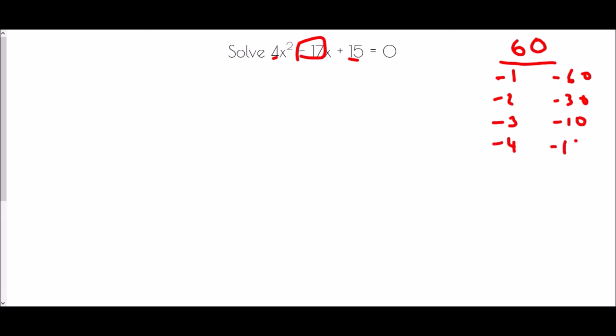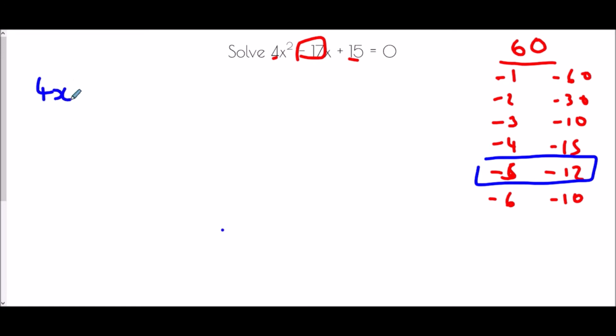4, negative 15, negative 5, negative 12, negative 6, negative 10. And if we have a look at that, which ones would add to make negative 17? Well, it'll be that pair there, negative 5 and negative 12. And so we rewrite 4x squared, take away 5x, take away 12x, plus 15.